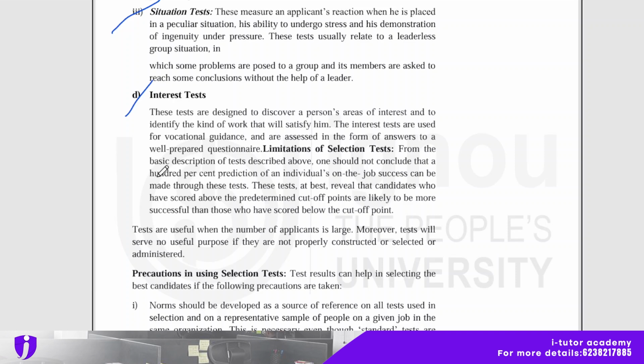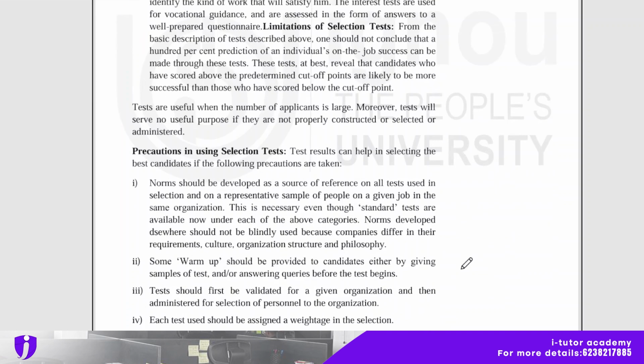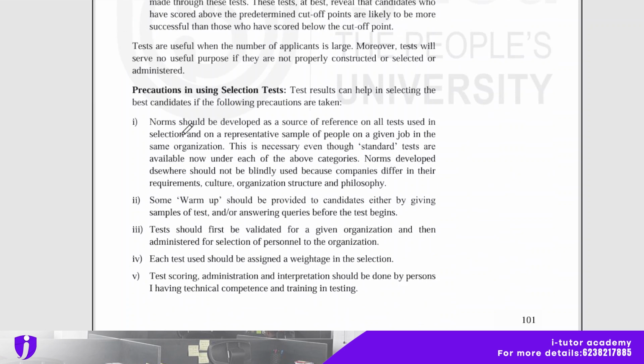Limitations of selection tests. From the basic description of tests described above, one should not conclude that 100% prediction of an individual's on-the-job success can be made through these tests. Tests are useful when the number of applicants is large. Moreover, tests will serve no useful purpose if they are not properly constructed, selected or administered.